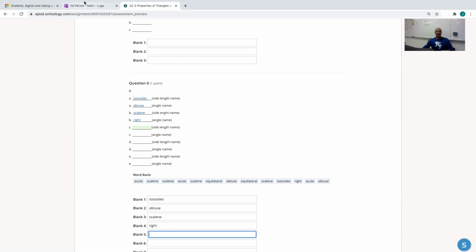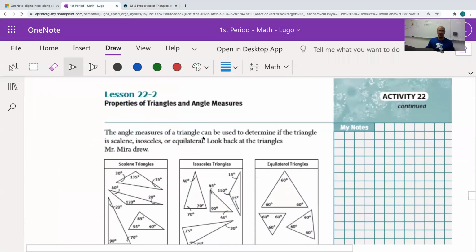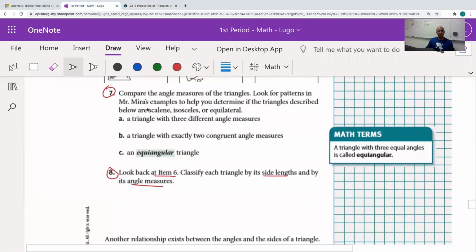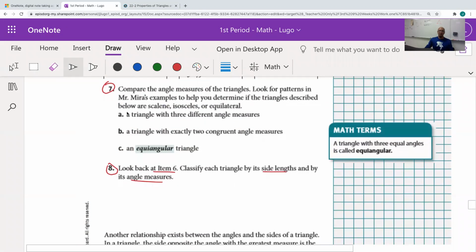Let's continue then. So finally, let's look at number 7. And that's super easy. A triangle with 3 different angle measurements. Okay, 3 different angles, so 3 different sides. So these are going to be scalene, isosceles, or equilateral. You tell me. A triangle with exactly 2 congruent angle measurements. Congruent means that they're the same. So 2 angles that are congruent, so 2 sides are going to be congruent. What is that going to be?